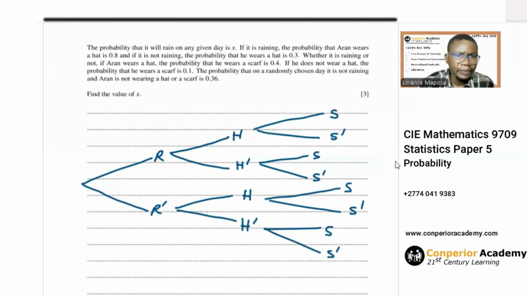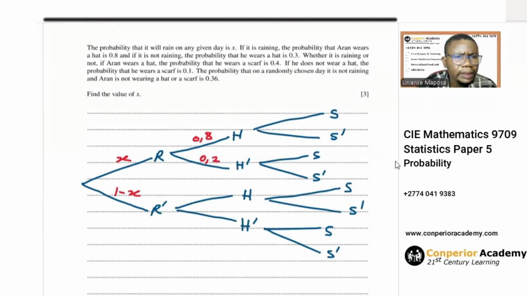Now let's fill in our probabilities. So the probability that it rains is X. Probabilities add up to 1. That means not raining is 1 minus X. If it's raining, the probability that he wears a hat is 0.8. That means the probability of not wearing a hat is 0.2.